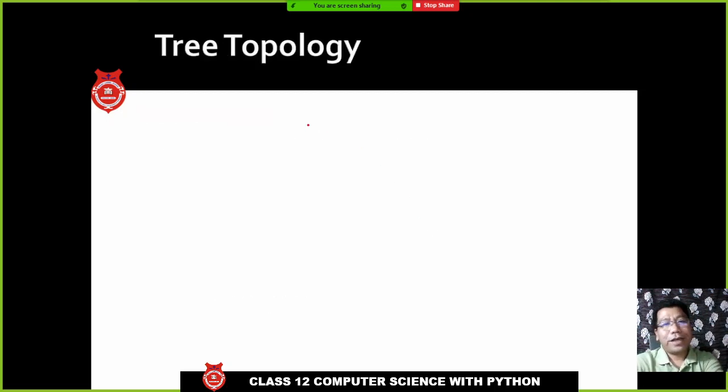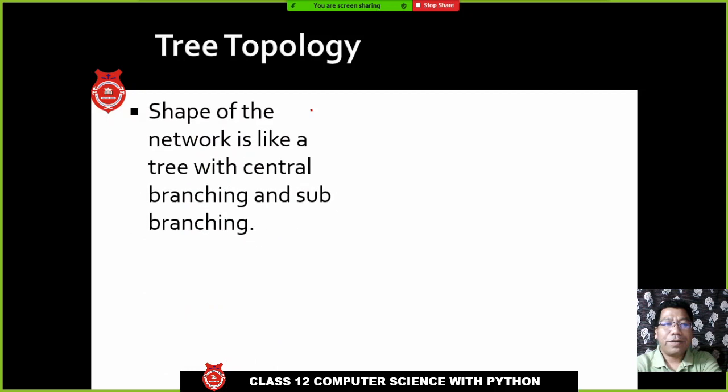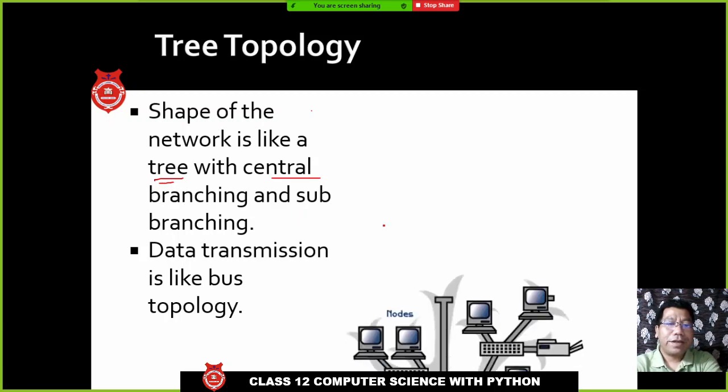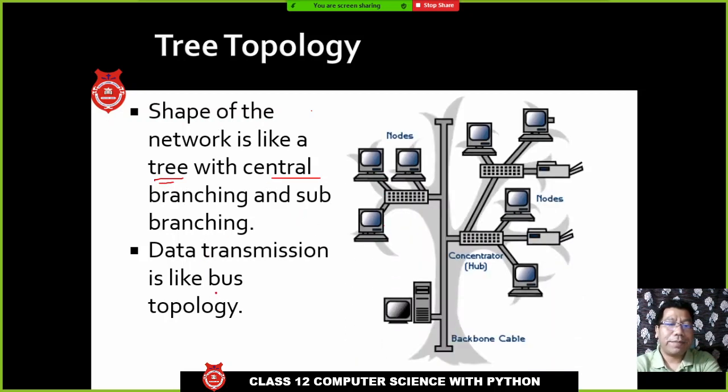Now let's go to another topology, which is known as tree topology. I hope you can guess the shape of the tree topology from the name. The shape of the tree topology looks like a tree, with the central branching and sub branching. Data transmission is like a bus topology.